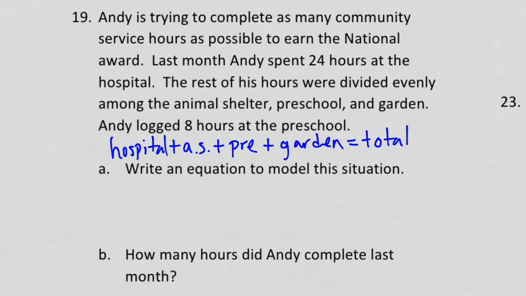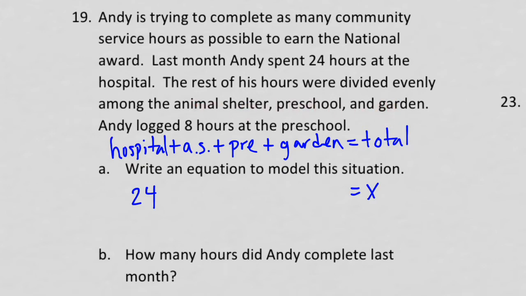So what is unknown is the total, right? The total is what we don't know. We also don't know the garden or the animal shelter, but we're going to actually figure those out. So the total is the unknown. We're going to call that X. We know how many hours he logged at the hospital, 24. We don't know how many hours he logged at the animal shelter. We don't know how many hours he logged at the preschool. We don't know how many hours he logged at the garden, right?